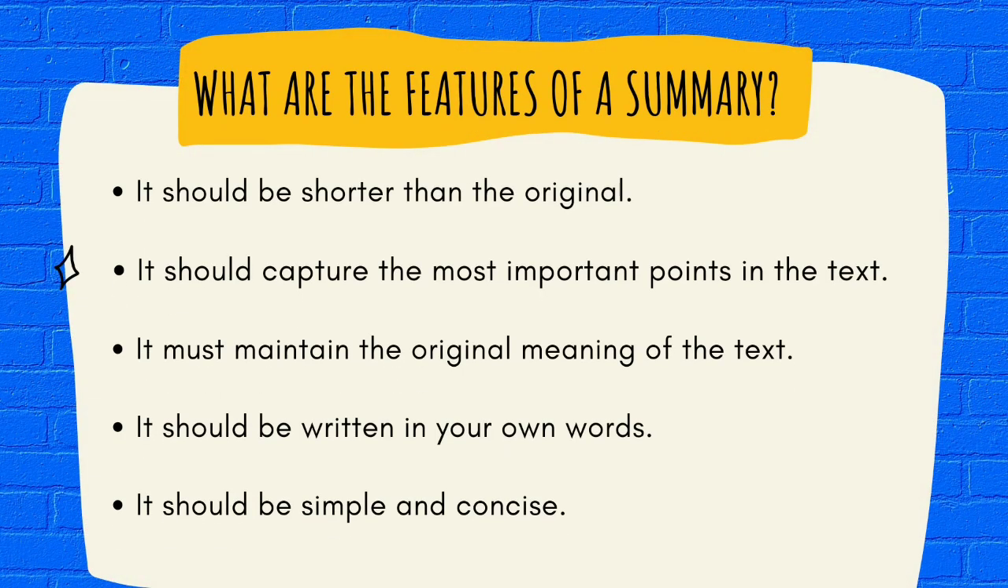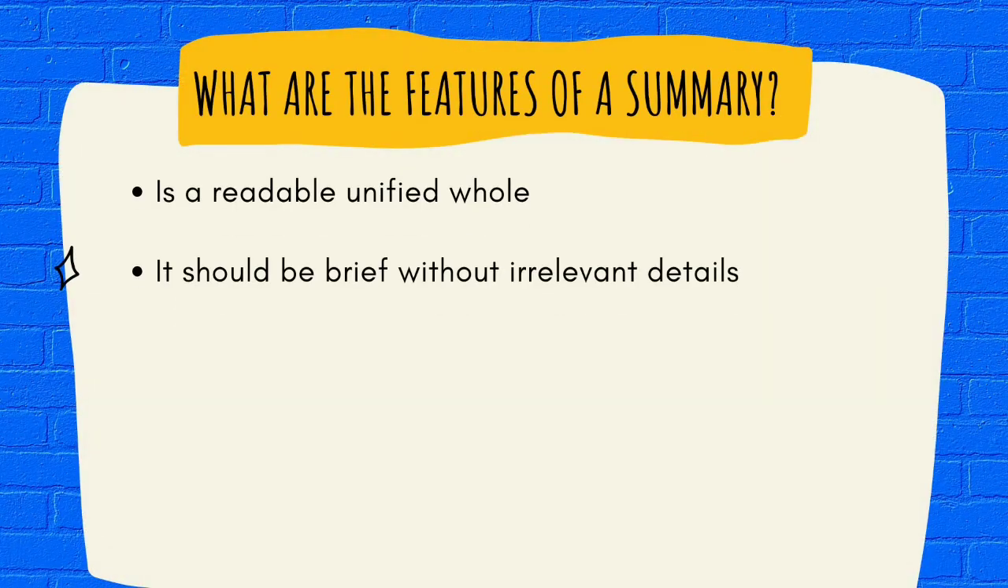What are the features of a summary? A summary should be shorter than the original. It should capture the most important points in the text. It must maintain the original meaning of the text. It should be written in your own words. It should be simple and concise. Your summaries should be a readable, unified whole. It should be brief without irrelevant details.